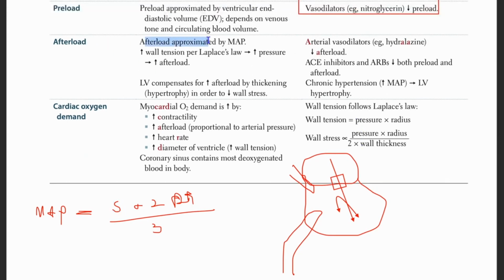So afterload is approximated by mean arterial pressure. An increase in pressure increases wall tension per Laplace's law, and increases afterload. The left ventricle compensates for increase in afterload by thickening, or hypertrophy, in order to decrease wall stress.